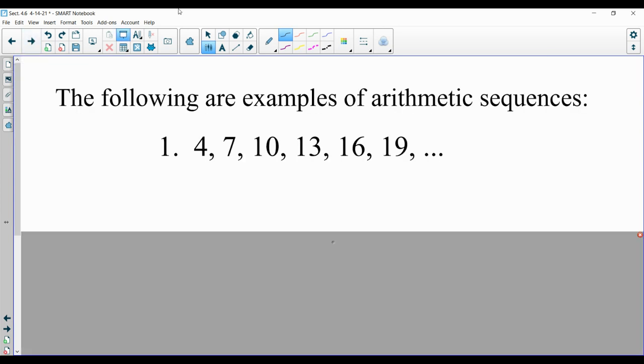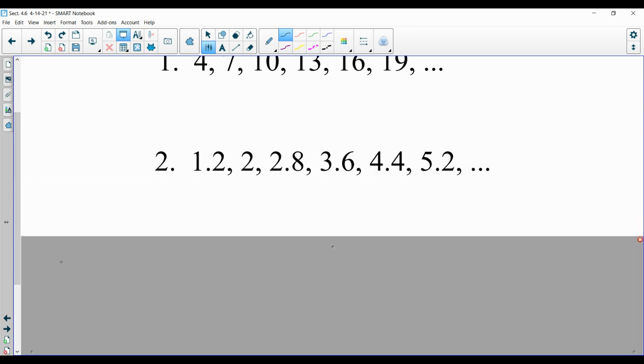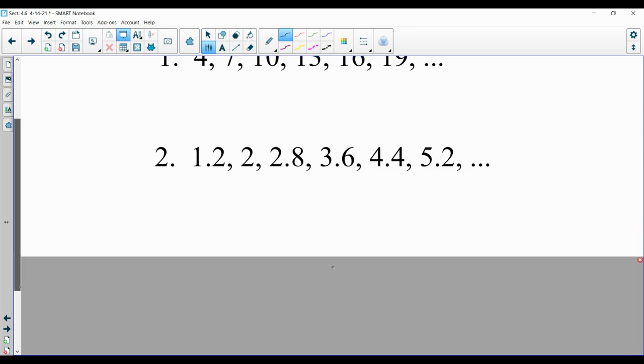The following are examples of arithmetic sequences. Here you have 4, 7, 10, 13, 16, 19. Anybody who sees the pattern here? It's going up by 4. It's going up by not 4, by 3. 4 plus 3 is 7.